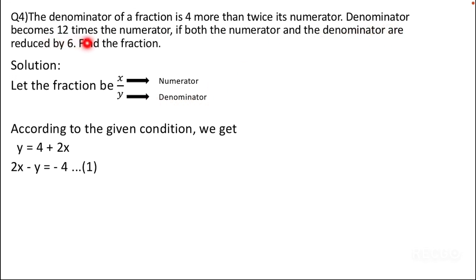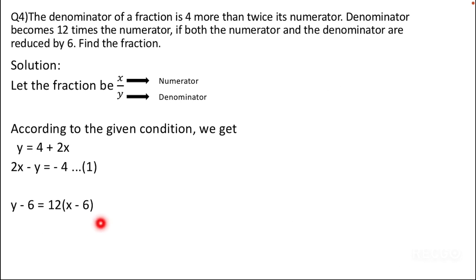So let us see how to frame this equation. So here you can see that they were saying that the denominator, that is y, becomes 12 times x, that is 12x, 12 times the numerator, if both the denominator and numerator are reduced by 6. So you can see that I have reduced the denominator by 6 and the numerator by 6. So I got y minus 6 is equals to 12 times x minus 6. So I hope this part is clear to you all. This condition was a bit tricky, but if you read the condition properly, you will understand what they are trying to convey. So this is the equation.